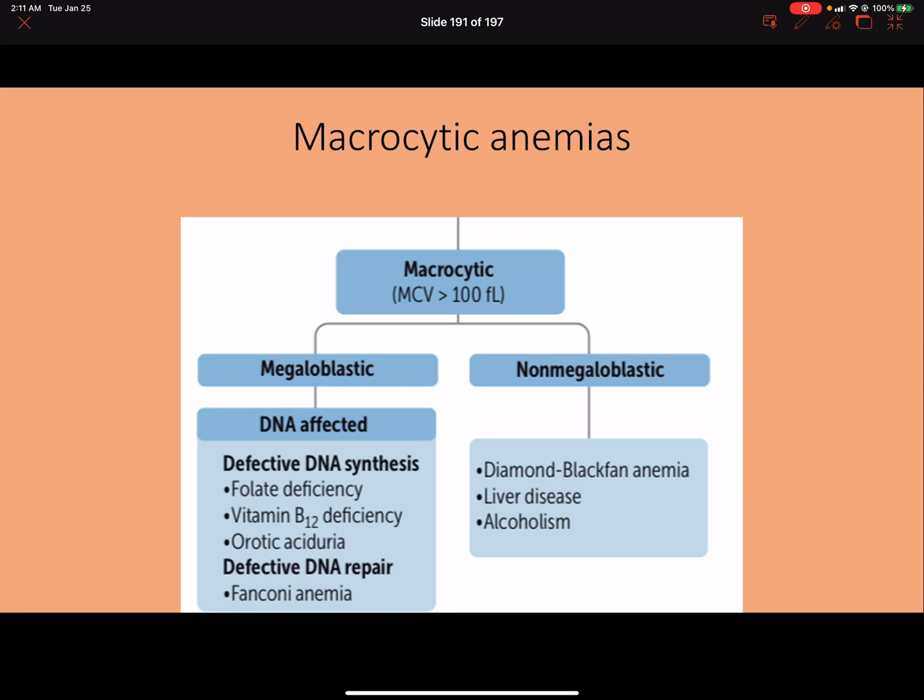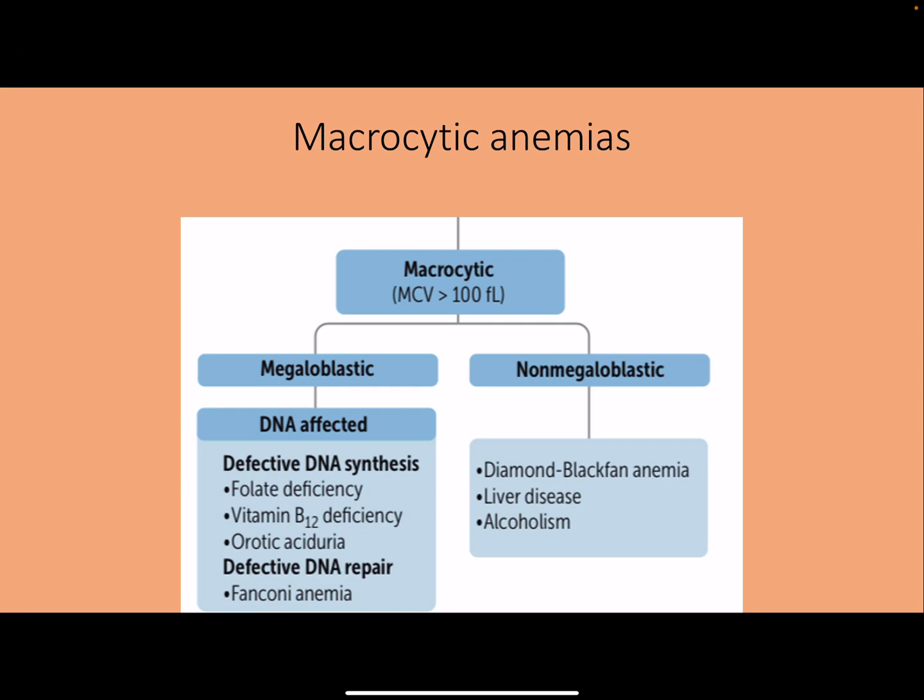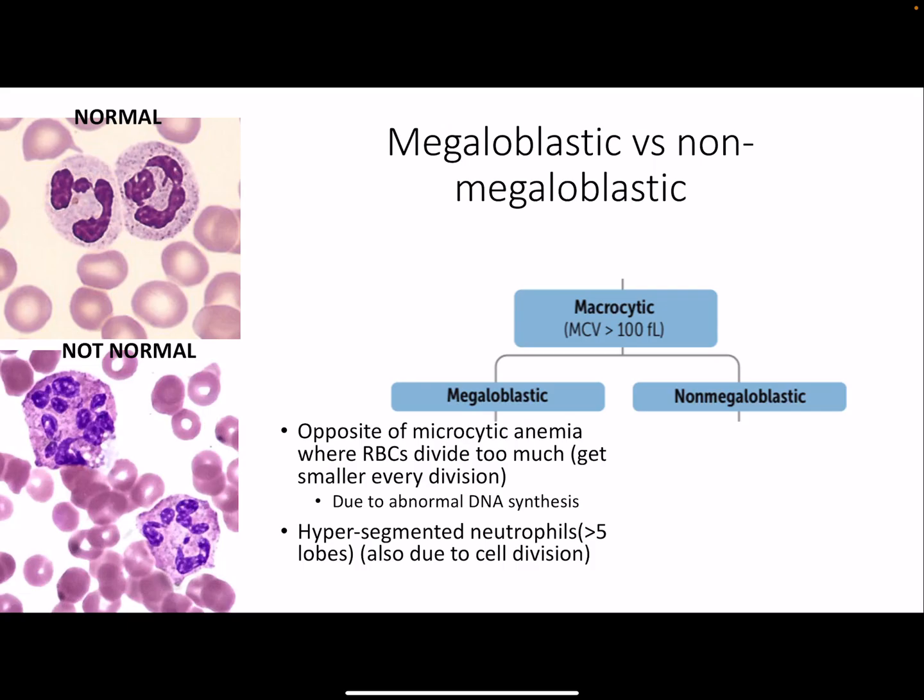Home stretch. Macrocytic anemias, as you can guess, has to do with anemia where the red blood cells are too large. This falls into two further categories, megaloblastic and non-megaloblastic. So megaloblastic, really, I guess there's two things. The reason that the cells are getting larger in this case is because there's abnormal DNA synthesis. So that's one thing to know. If there's not appropriate DNA synthesis, they can't divide as much as they should.